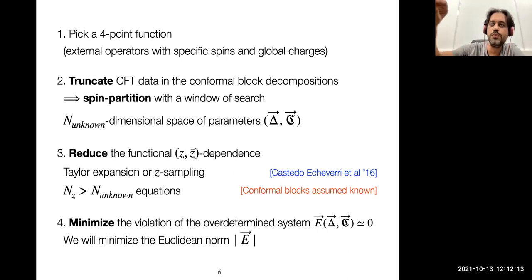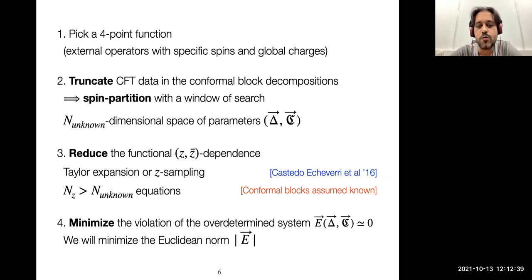In other words, evaluate these crossing equations at different values of the crossing ratio space, at values of Z. We're going to follow the second approach here. This has not been explored very much. There has been a paper in 2016 that was exploring different Z samplings, and we're going to mostly use what I will present. We're using the Z sampling that was favored in that paper.